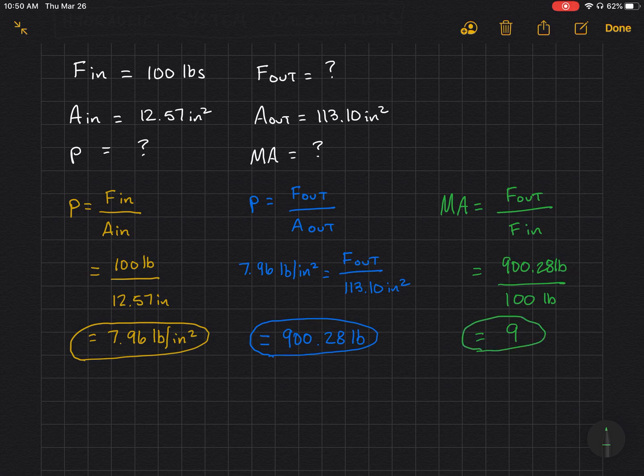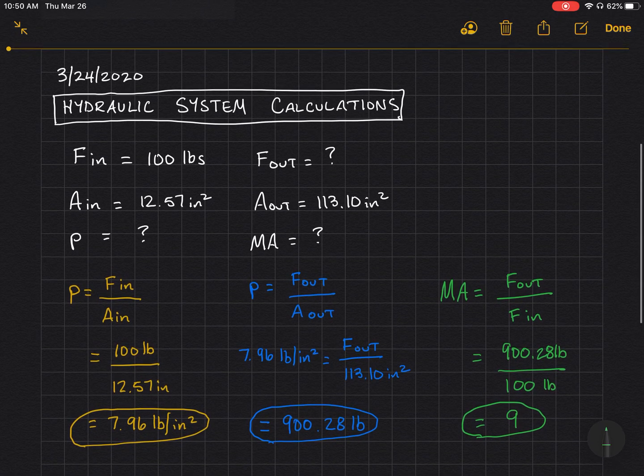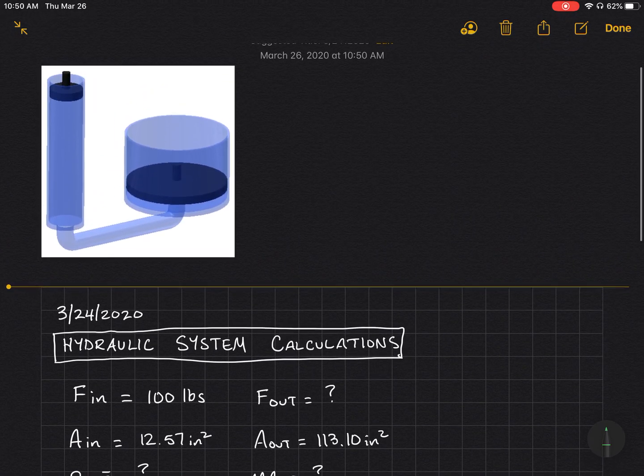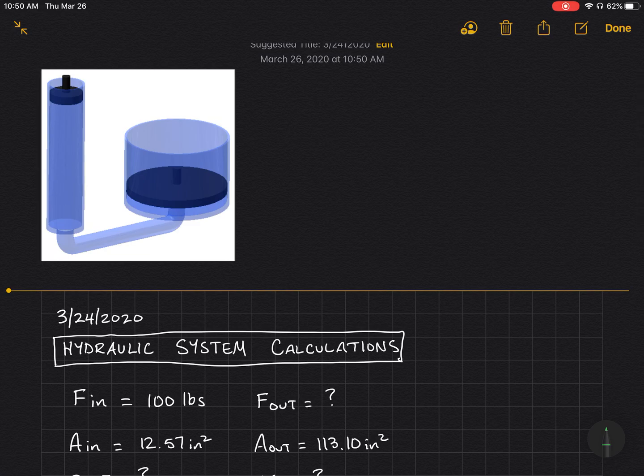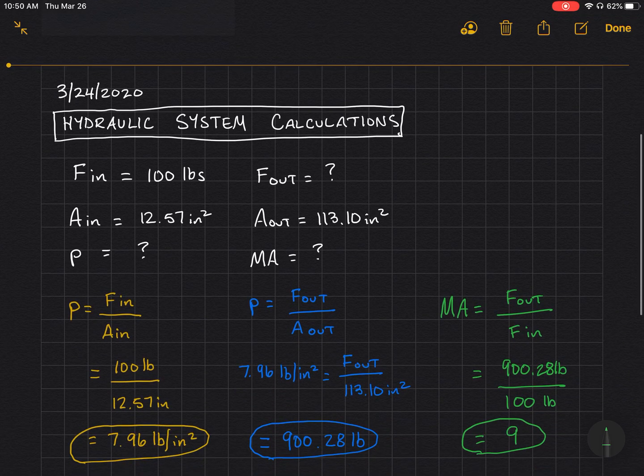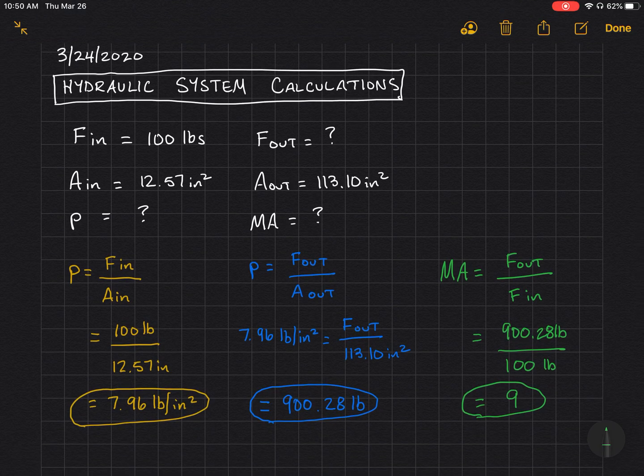Remember that mechanical advantage is a unitless number. It tells us that in this case, if we put 100 pounds of force on this system, we'll be able to lift about 900 pounds. It's also a ratio, so it tells us that if we were to put 1 pound of force on the system, we would be able to lift about 9 pounds. And that's what that mechanical advantage number tells us. So there's how you do some of the calculations for a hydraulic system.